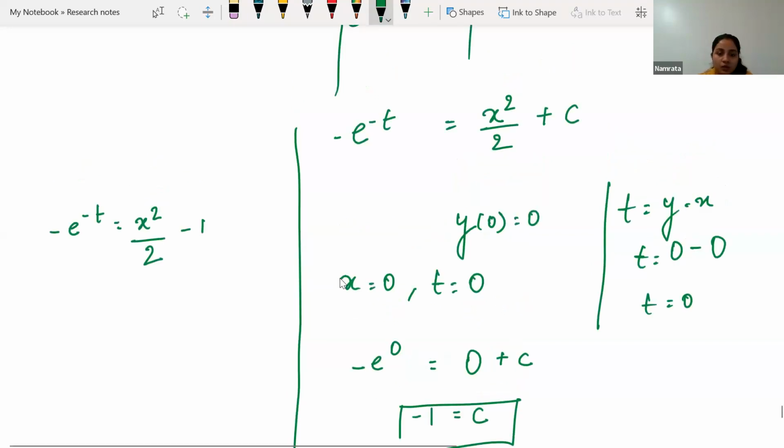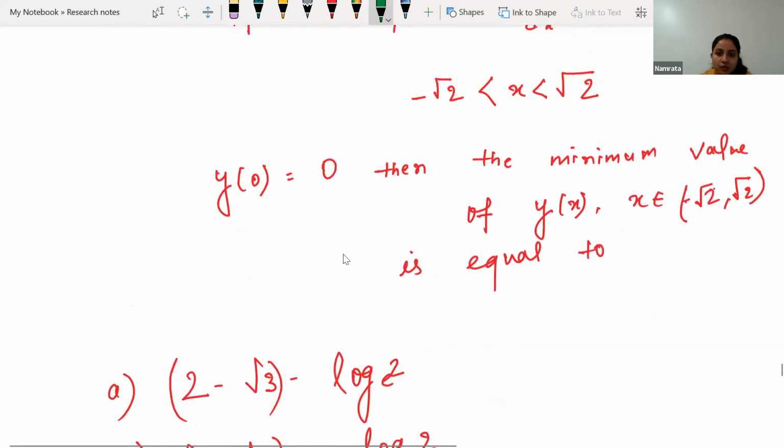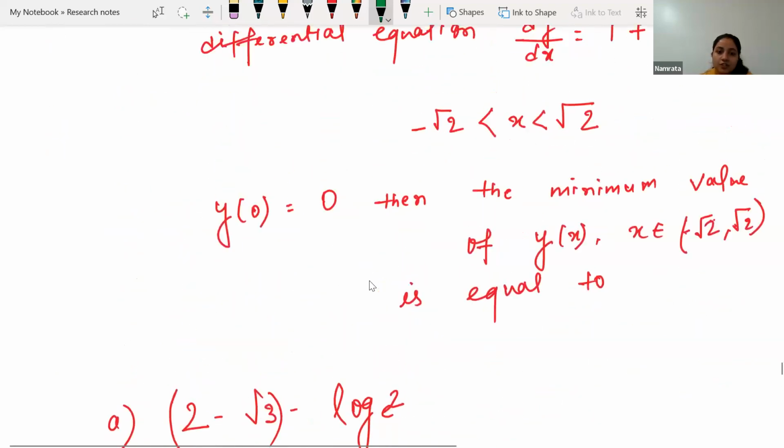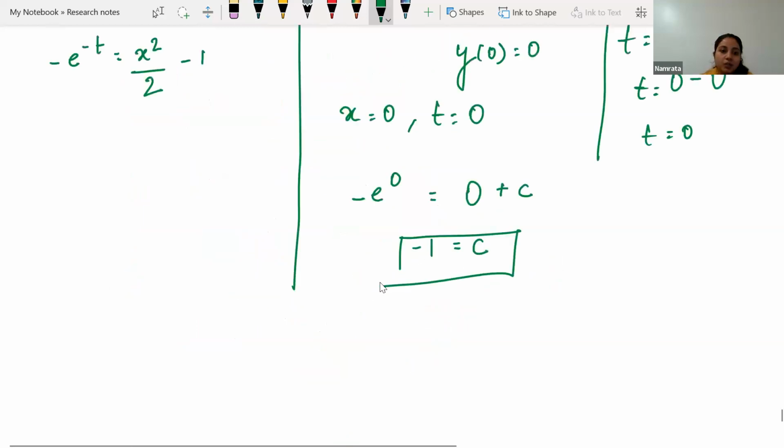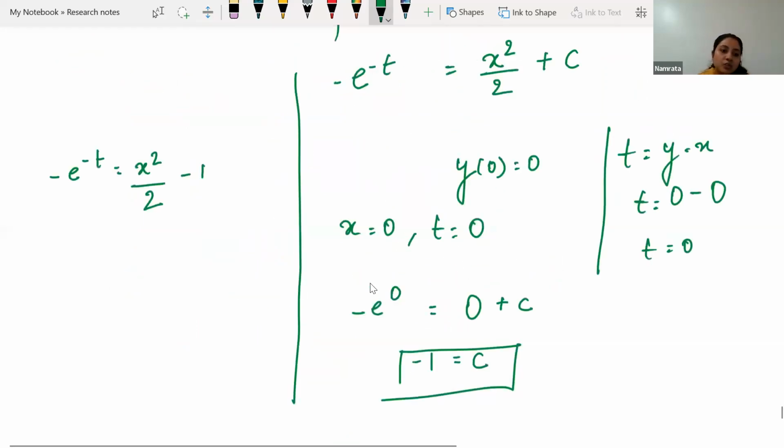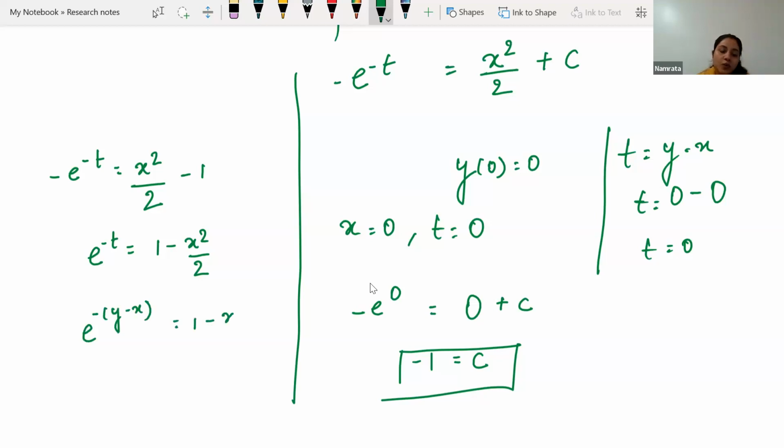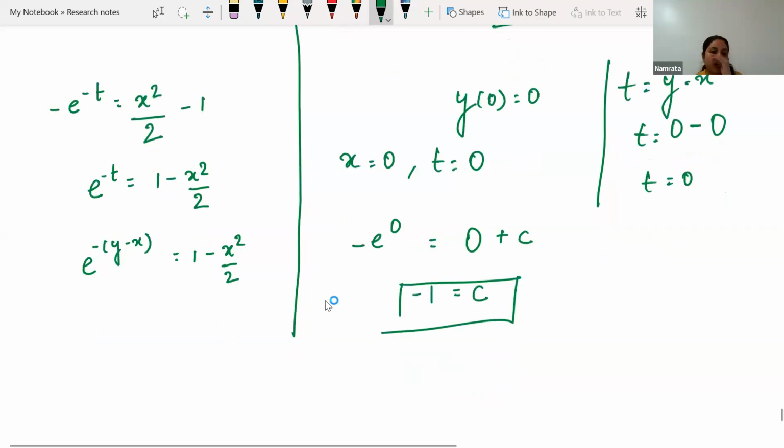Now what we have to do? The solution: at first we have to find y, and then we will think about the minimum value. Let's convert it. If we shift this negative sign to this side, it will be 1 minus x square by 2 on this side, and here we will have e to the power minus t. And t is what? We have taken t as y minus x, so it becomes minus of y minus x over here, equals 1 minus x square by 2. We have to find y from here.